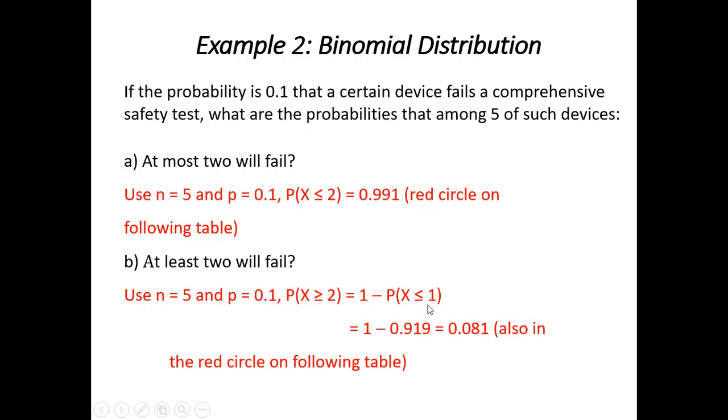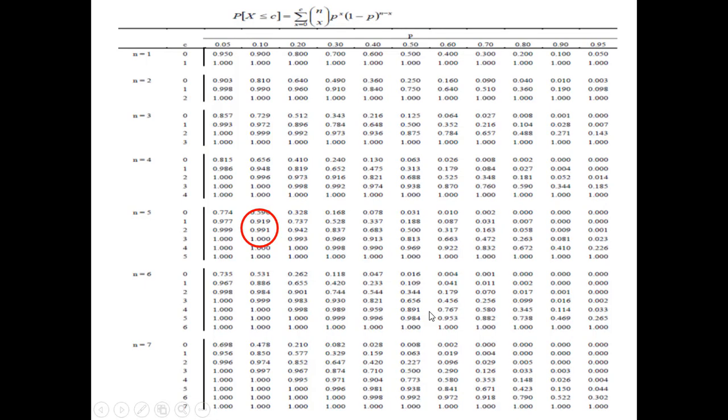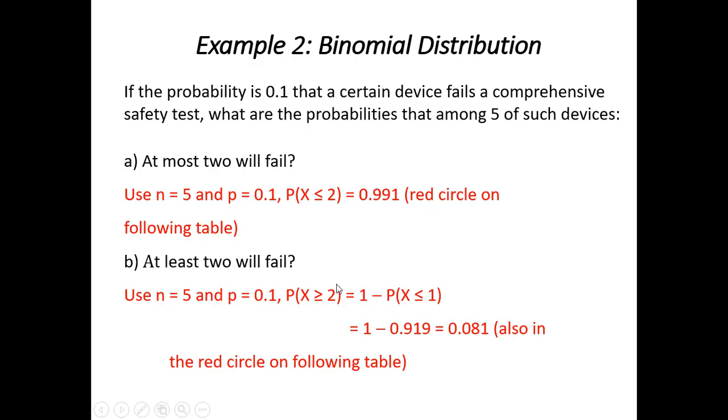So again, we could go back to the table, and now it's also in the red circle. We need to look up the case where x is 1. Okay, so that would be right here. So I have 0.919. So we're looking at 1 minus 0.919. Okay, and you can see we get a final answer of 0.081.